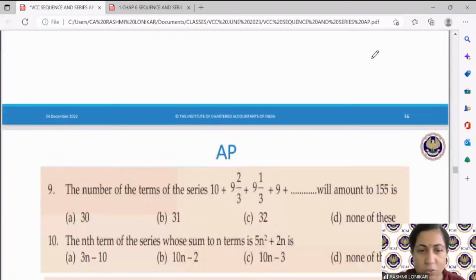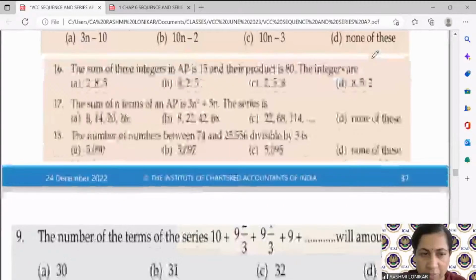Now let us do the 9th sum. This 9th sum also you have to just rearrange properly so that you get a proper AP. Is it clear? I will be doing the sum.